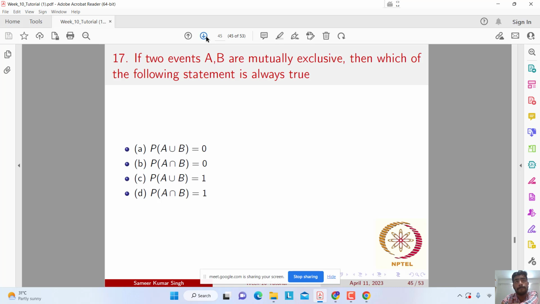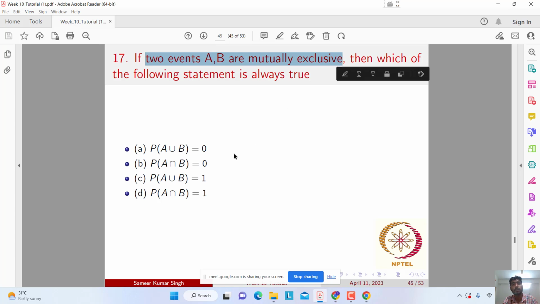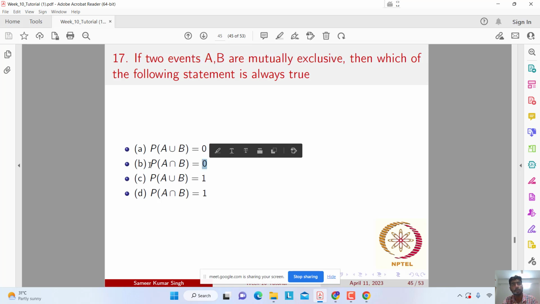Is it clear to everyone, for the mutually exclusive? We have two events and both are mutually exclusive. For that case, the probability of the intersection would be 0.